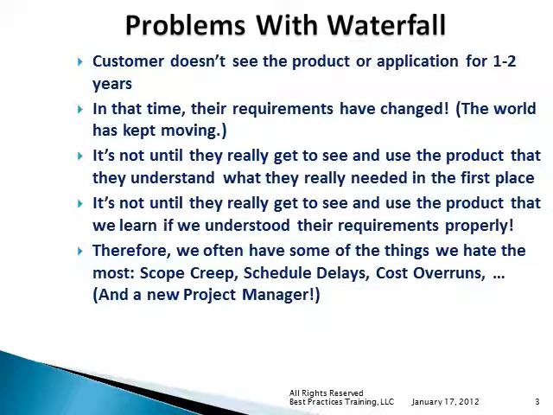Therefore, you're going to have some big issues. Typically in waterfall, again, we're going to fail to meet one of these key constraints, and we're going to need to add scope requirements, change scope requirements, and of course that's going to mean schedule delays, cost overruns, quality issues, poor customer satisfaction, and of course that's going to lead to a new project manager.